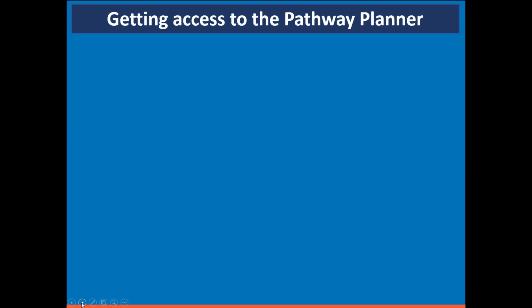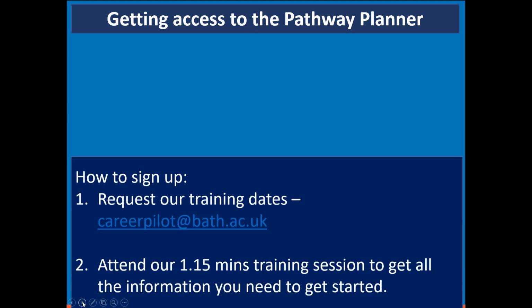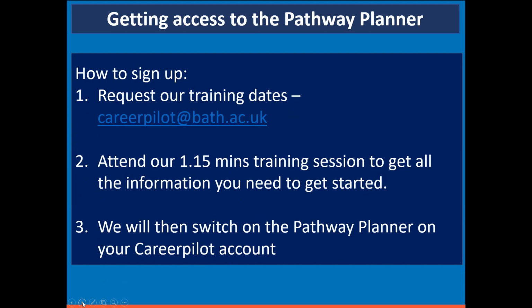So if you're fired up about the Pathway Planner and you'd like to have this for your school, you need to attend our longer training session where we'll take you through all the setup. That'll last about 1.25 to 1.5 hours. You can request the training dates if you haven't got them already through careerpilot@bath.ac.uk. That's our helpline. Jo on the helpline will be able to answer any questions as well.